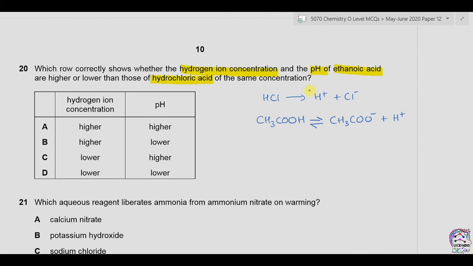So HCl will produce a higher concentration of H+ ions. So the H+ ion concentration will be lower in ethanoic acid. Now H+ concentration is inversely related to pH. So the lower the H+ concentration, the higher the pH. So in ethanoic acid, the hydrogen ion concentration will be lower and pH will be higher. So option C is correct.